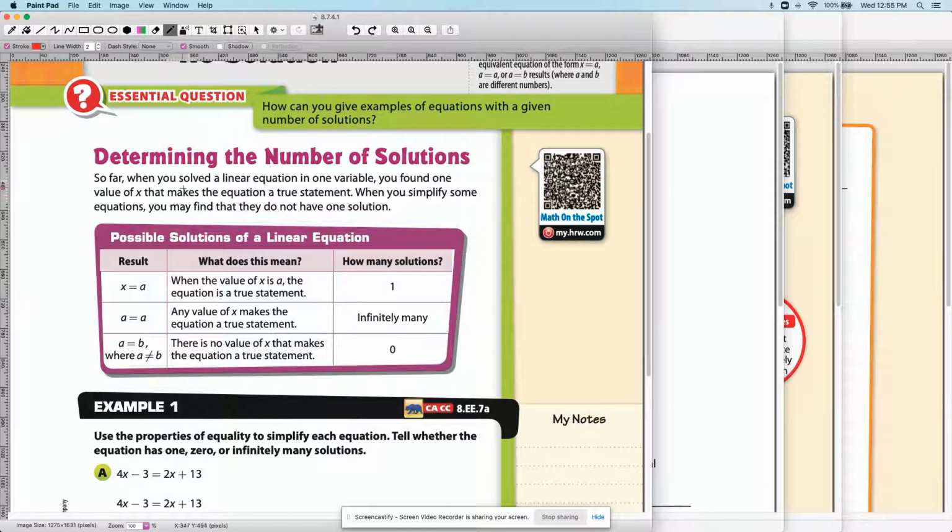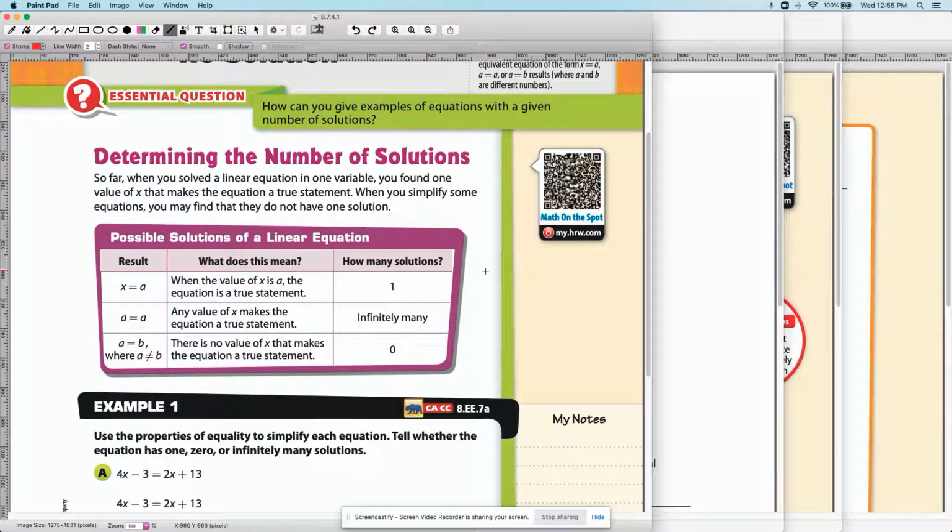And it says, so far, when we've solved a linear equation with one variable, we have found that x, or whatever variable they're using, makes the equation a true statement. When you simplify some equations, you may find that they do not have just one solution. So let's talk about this.